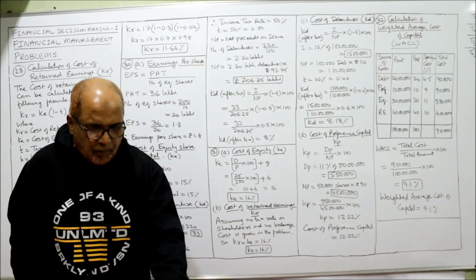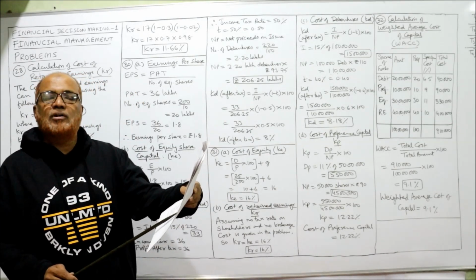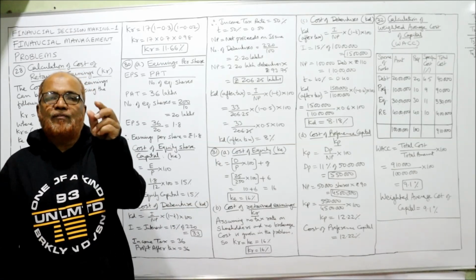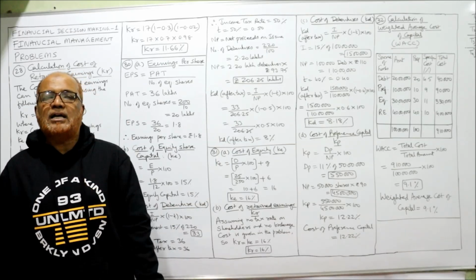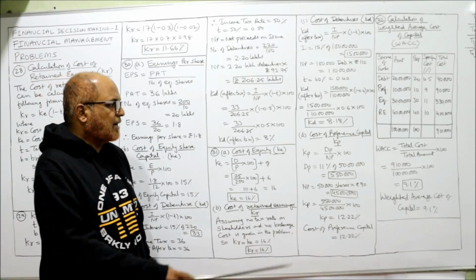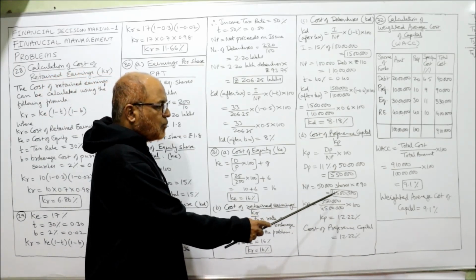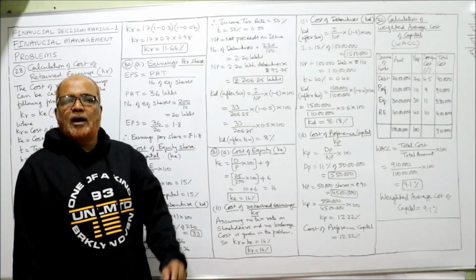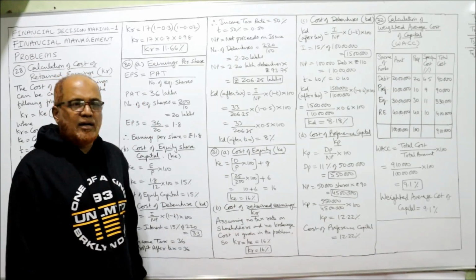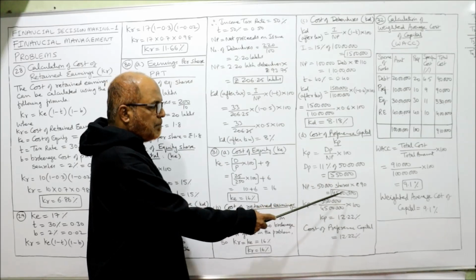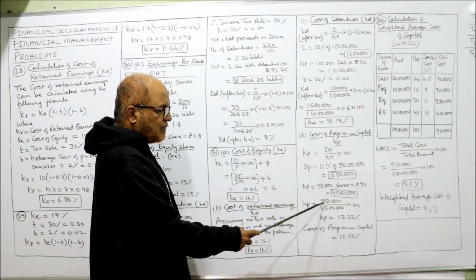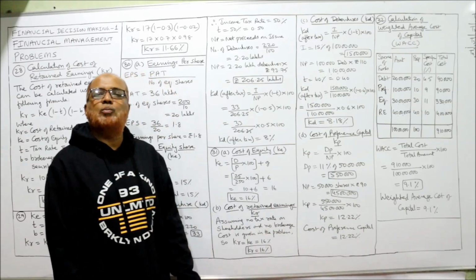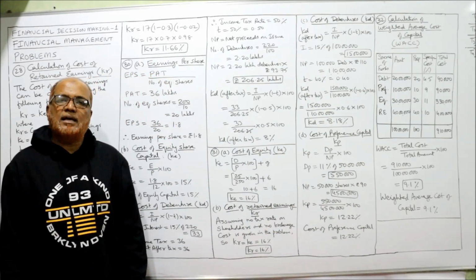Now net proceeds. What is the market value per share? 90 rupees. How many shares are there? 50,000. So 50,000 into 90, you will get 45 lakh. So 45 lakh rupees is the net proceeds. Now we simply substitute in the formula: DP by NP into 100. DP is 5 lakh 50,000. NP is 45 lakh. 5 lakh 50,000 divided by 45 lakh into 100 is 12.22%. That is the KP.